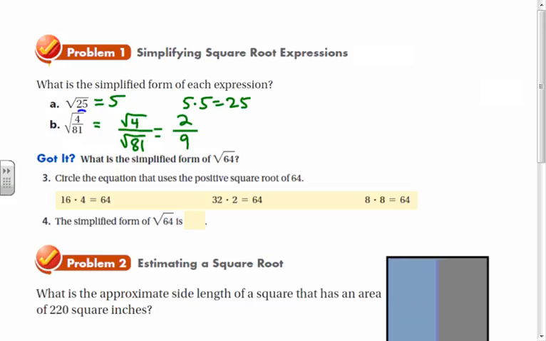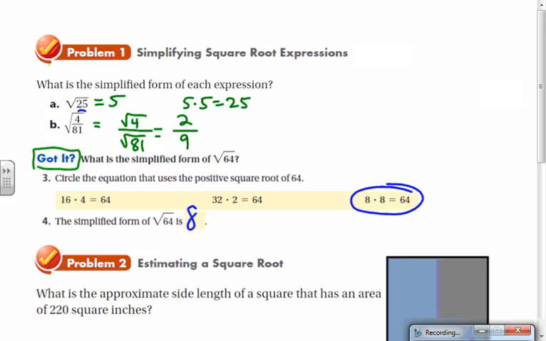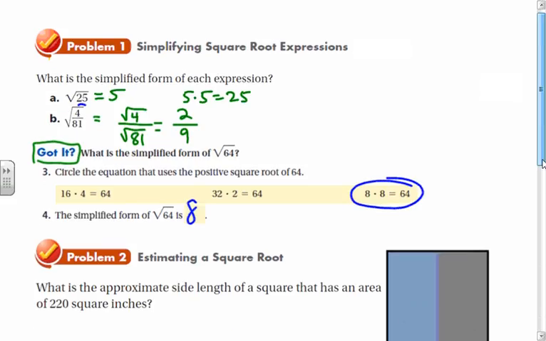So on this page, when it says got it, I'm going to let you try and do that yourself. And then you can check back with the answer. So you should be pausing your video right now. So now you can check your answers and see if you're right.